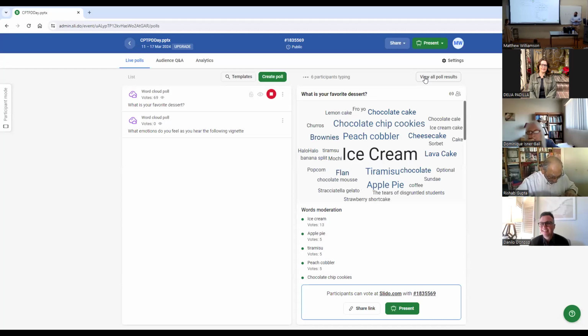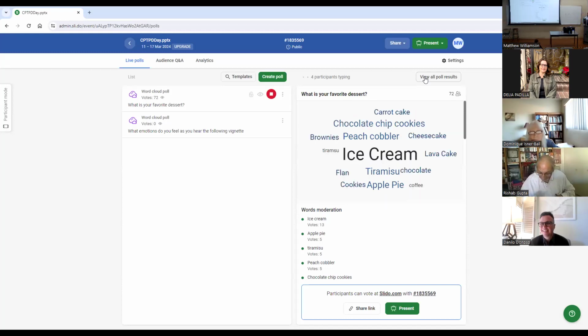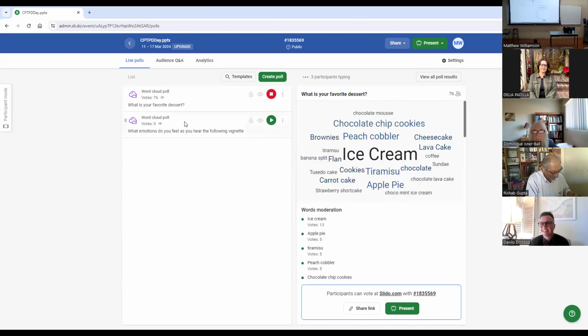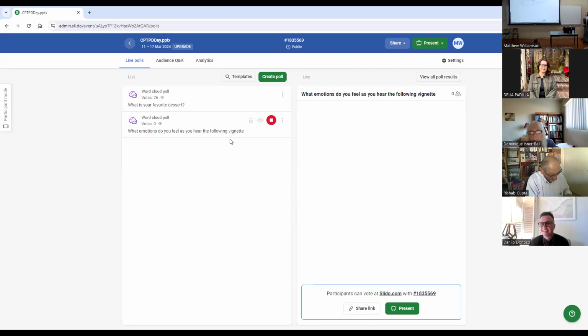The tears of disgruntled student. I love it. Right? So the next portion of our presentation is we're gonna run into a vignette, right? And I'm going to start this. As I read this, I'm gonna ask you, what emotions are evoked for you? There might be things like anxiety, some experiences that you've had. I'm gonna read this and let's go ahead and do this together.